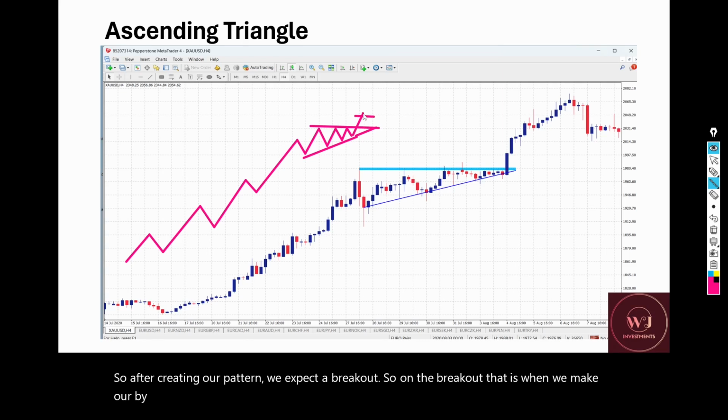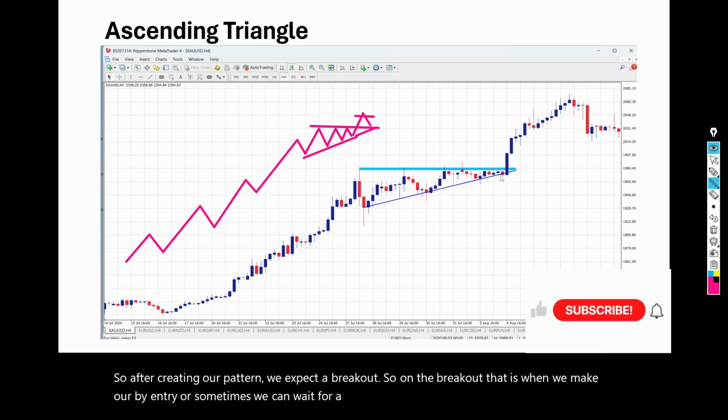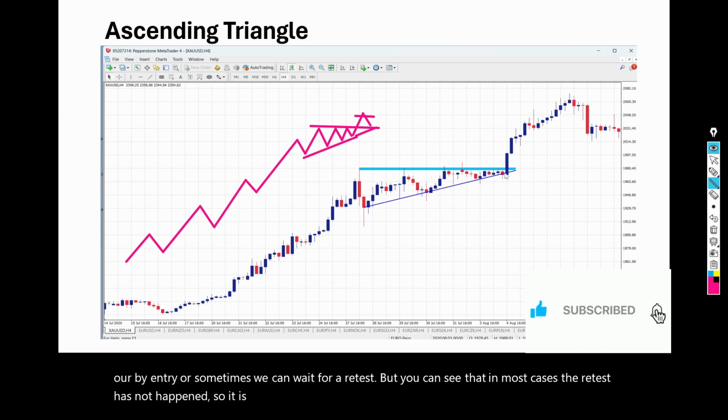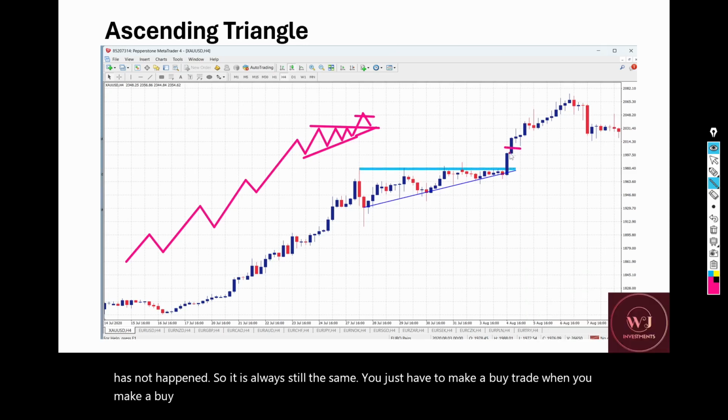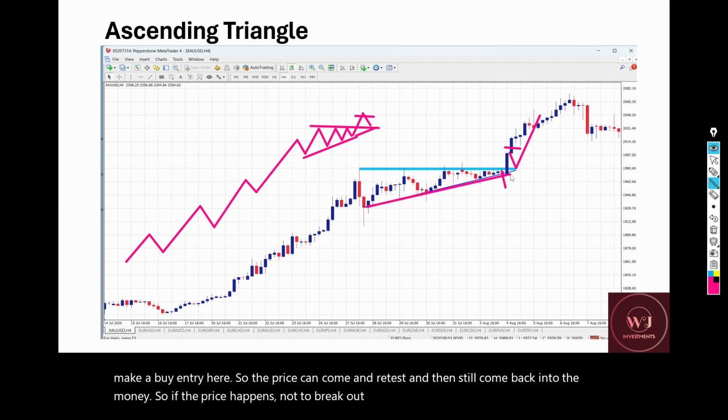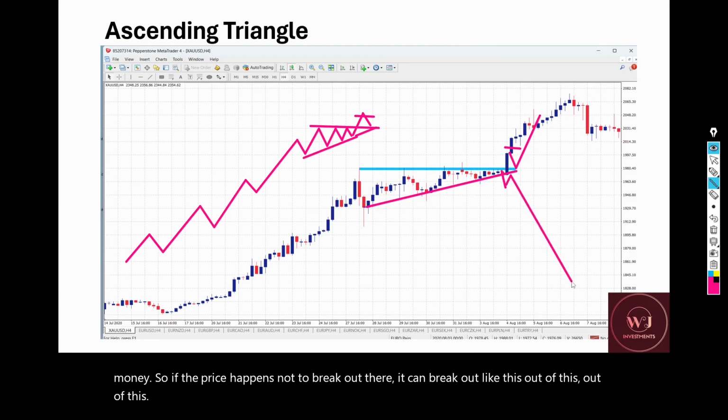Or sometimes we can wait for a retest, but you can see that in most cases the retest does not happen. So it is always still the same: you just have to make a buy trade. When you make a buy entry here, the price can come and retest and then still come back into the money. If the price happens not to break out there, it can break out like this, through this trend line, then come to retest, and then the trend changes.